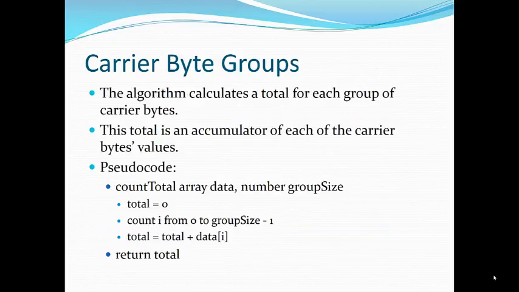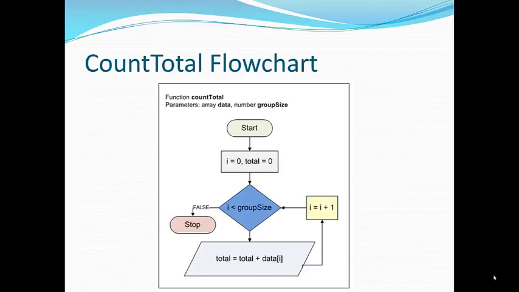The algorithm calculates a total for each group of carrier bytes. In other words, it just adds up the 12 bytes and gets a sum. This total is an accumulator of each of the carrier byte values. So here's the pseudocode. It's just a loop calculating everything and returning the total. And that's the flow chart for calculating the total.